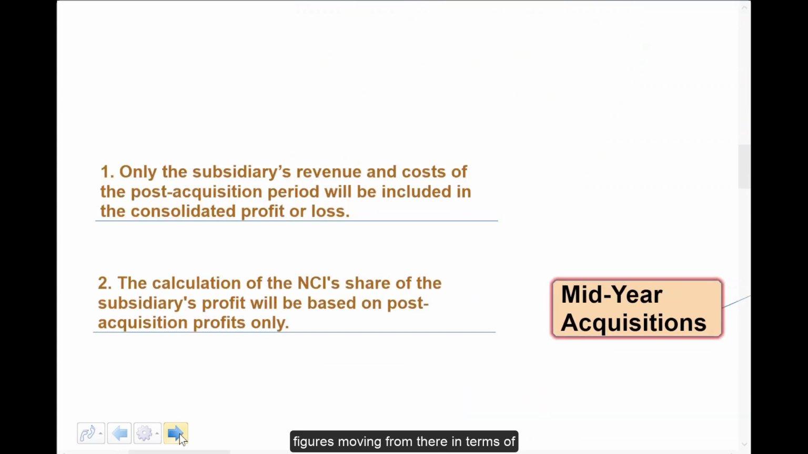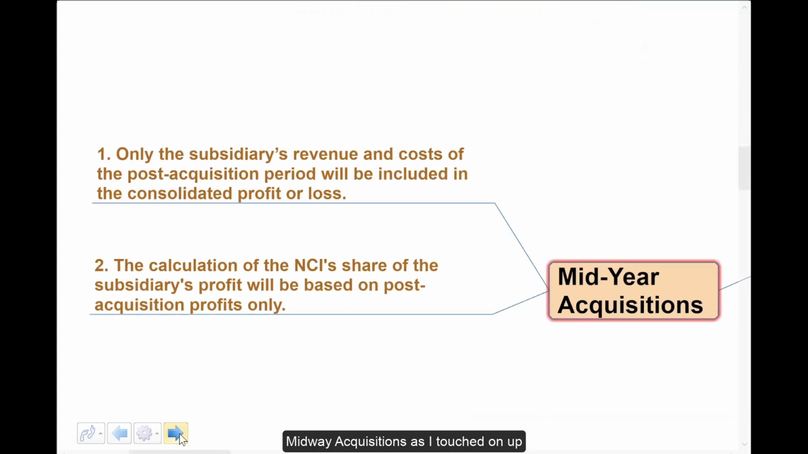Moving from there, in terms of mid-year acquisitions, as I touched on up top when we started on the P&L issue, really only the subsidiaries' revenue and costs of post-acquisition will be included. Okay, so again, if we had a 1st of July cut-off date or acquisition date, we'd be looking for revenue and costs joined up from that point, pro rata 6/12. In terms of post-acquisition, again, same thing, the calculation of the NCI shares, 6 months only, assuming, let's say, 1st of July with coterminous dates of 31st of December. So a similar sort of process.